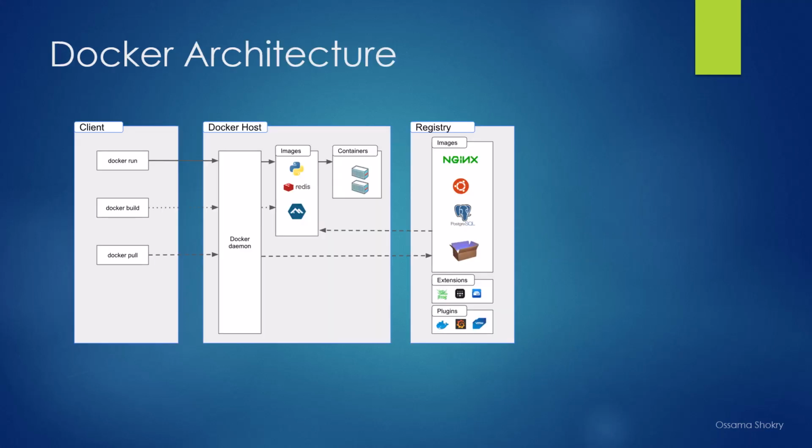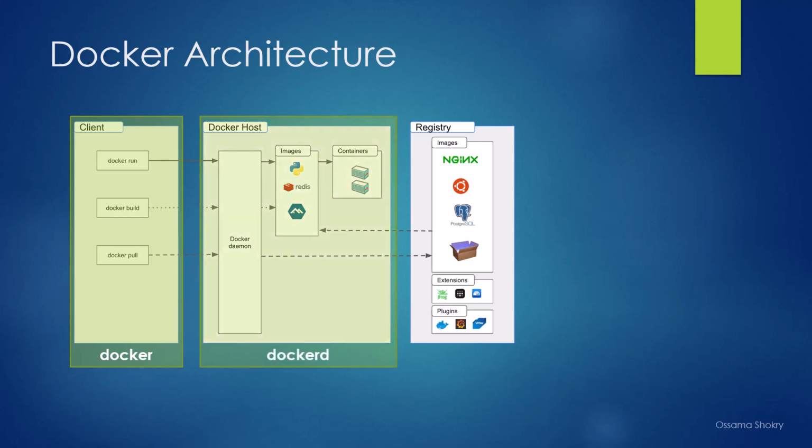Let's take a look at the Docker architecture. Docker uses a client-server architecture. The Docker client, docker, talks to the Docker daemon, dockerd, with a d at the end. The Docker daemon does the heavy lifting of building, running, and distributing your Docker containers. The Docker client and daemon can run on the same host, or you can connect a Docker client to a remote Docker daemon. The Docker registry stores Docker images.